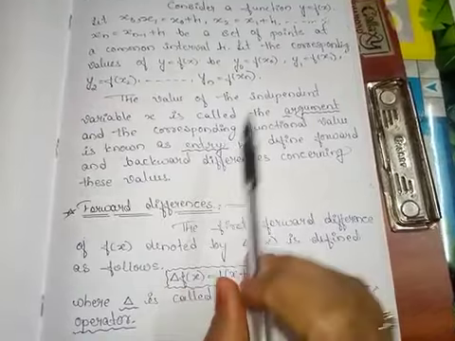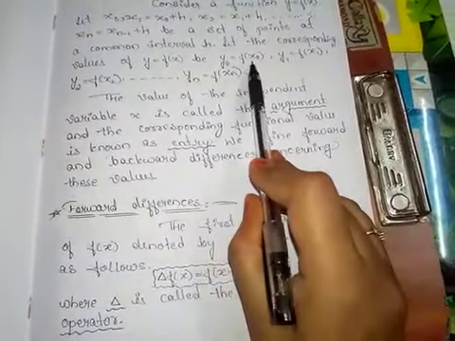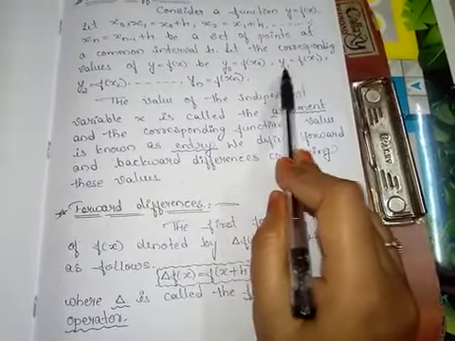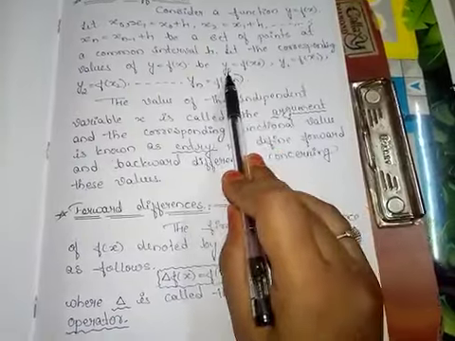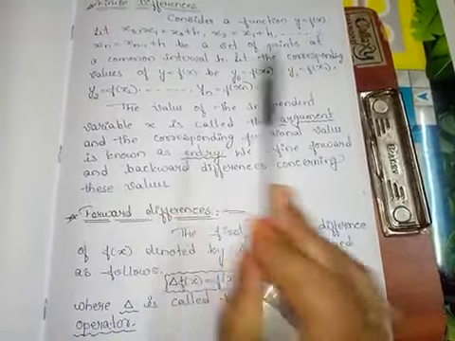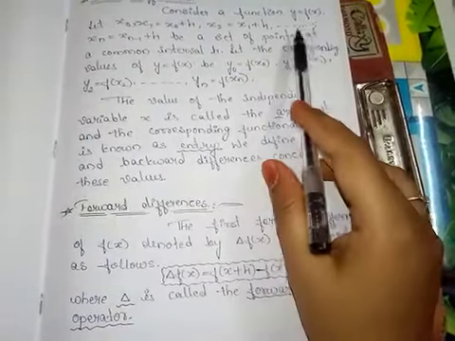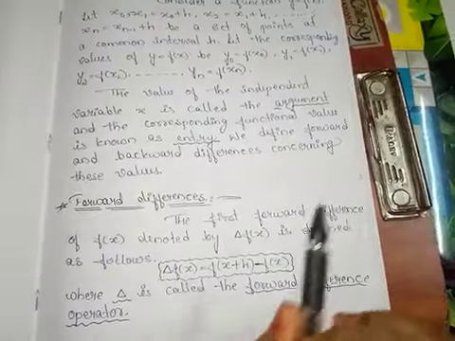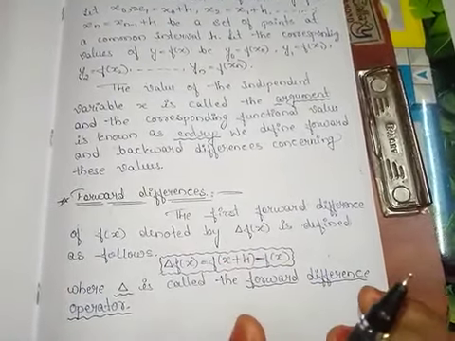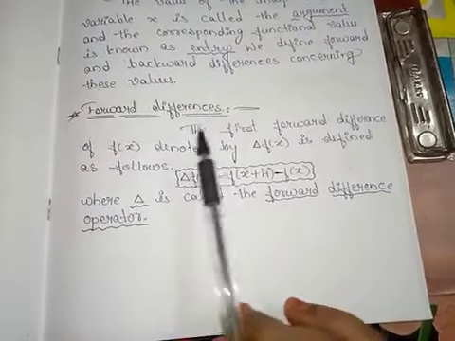Concerning these values means what? Concerning the values of x and the functional values. Function values means what? f of x0 is equal to y0, f of x1 is equal to y1, and so on. Concerning the values of x and values of y, we will define here the backward and forward differences. First we will see what forward differences are.